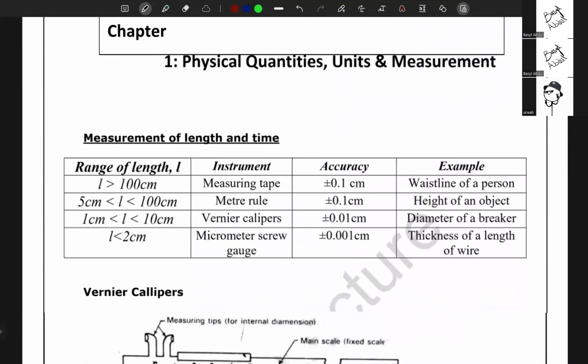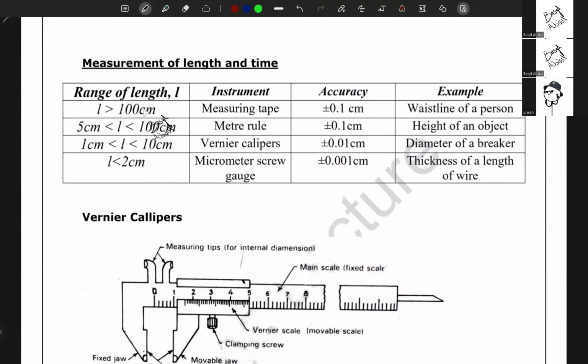Here we have some of the measurement ranges, and the corresponding instruments that we can use to measure these ranges of lengths, and with what accuracy we can do that. So for example, you have a material or an object whose length is greater than 100 centimeters. Anything whose length is greater than 100 centimeters, it's always feasible to use a measuring tape to take the measurements. You are aware of what a measuring tape is, right?